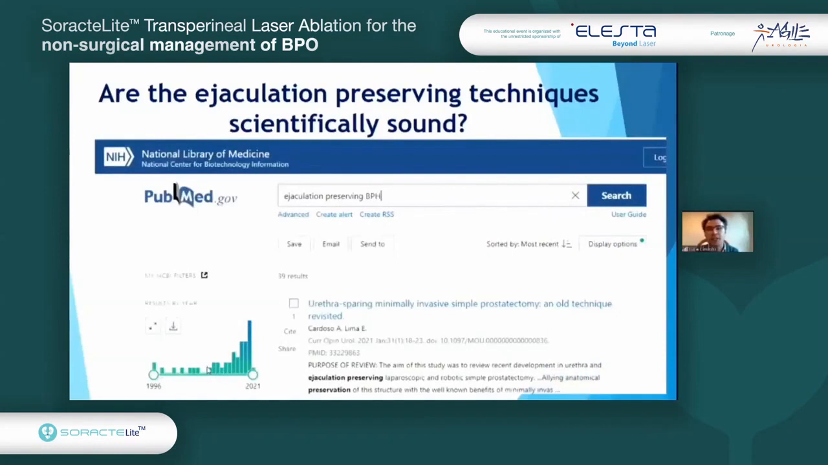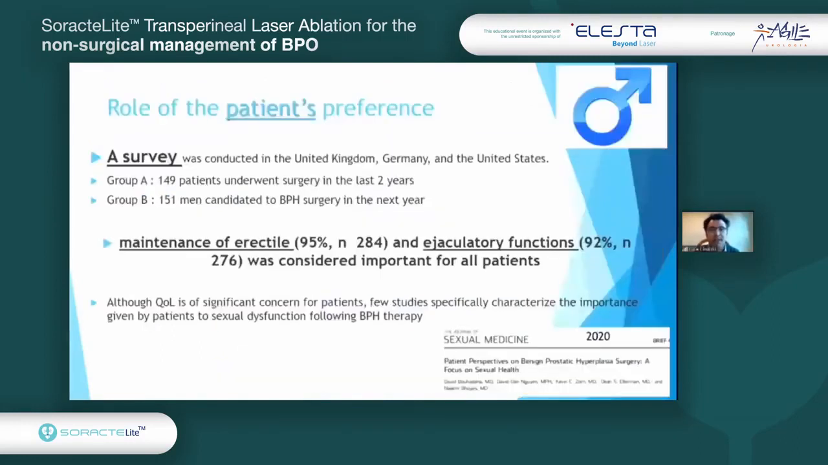But considering the history of the ejaculation preserving technique during BPO relief, you can see here on the left of the screen how this interest has increased extraordinarily in the last years. Why this? Because a new technology has been introduced in our hands, in our market. So just now we have the opportunity to go deeper into this problem of the patient, and we can also appreciate how the literature has moved into the analysis of the patients' preferences.